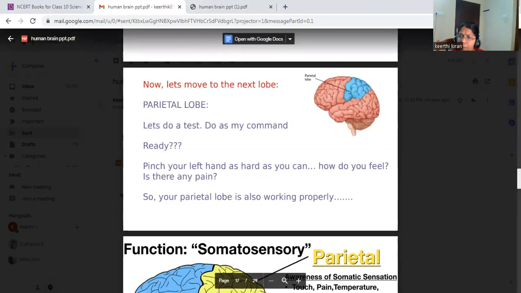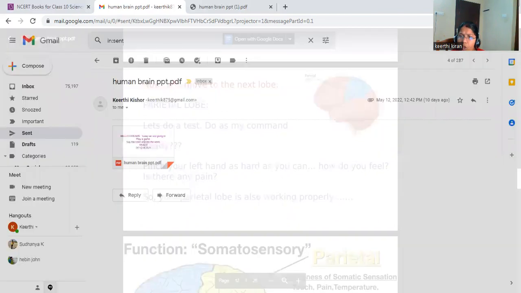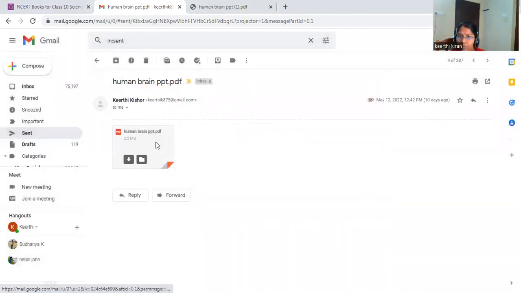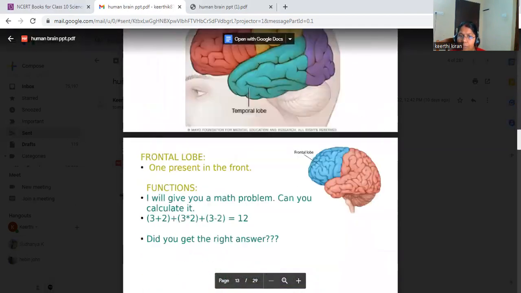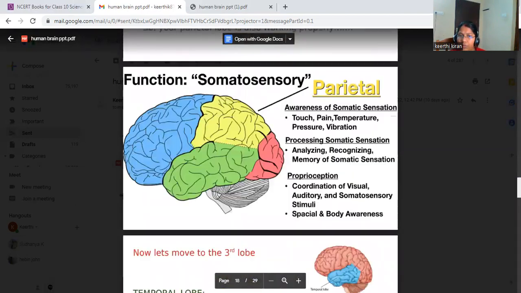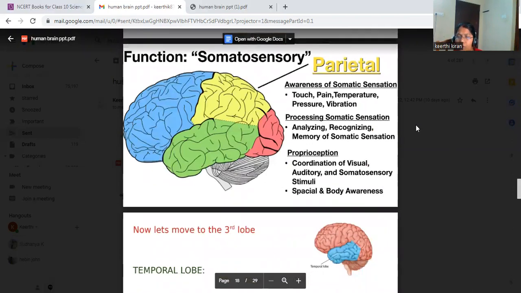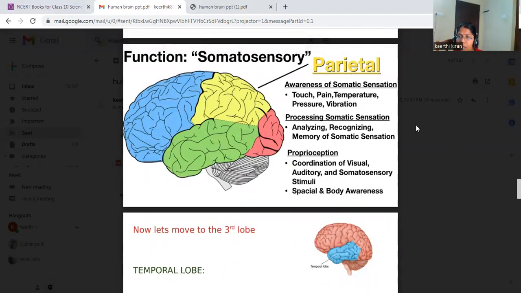So the parietal lobe mainly deals with the somatosensory nerves. That is when we are touching, feeling pain, temperature variation, pressure, vibration, anything. All those deal with somatic sensations. We are analyzing the pain, we are recognizing the pain, right? So all those deal with the parietal lobe.